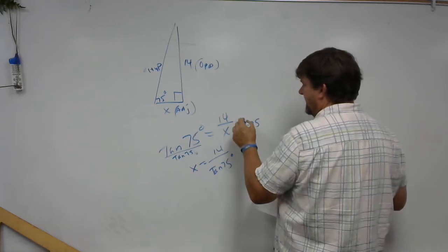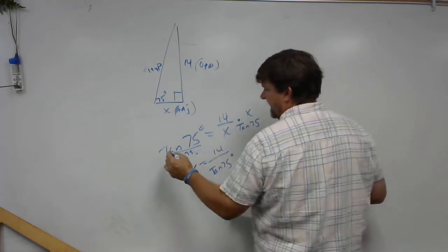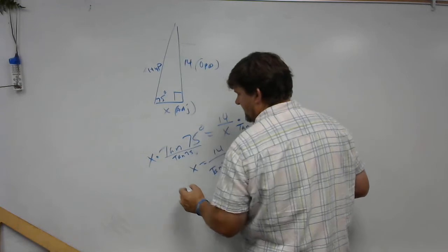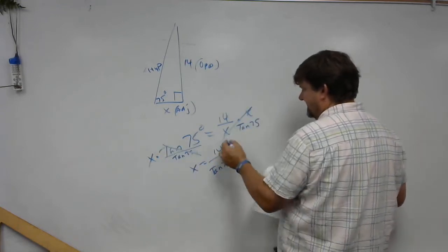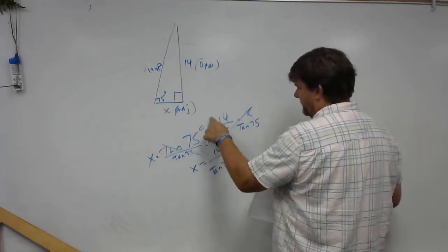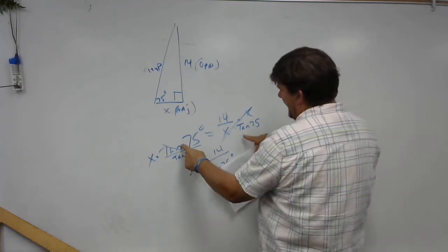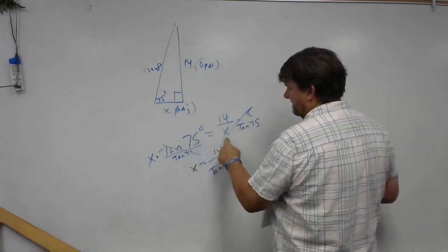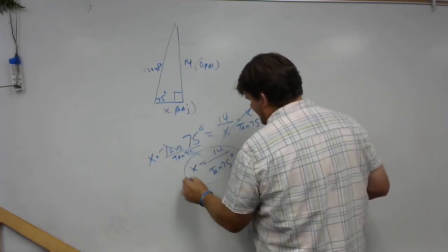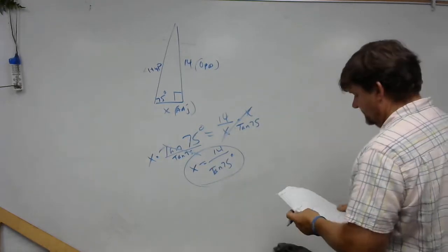And at the same time, I would multiply this side by x and this side by x. So these cancel, x equals 14 over 75, or I just took them and switched spots. Okay, so that's what it equals. Plug that in your calculator, you get a decimal.